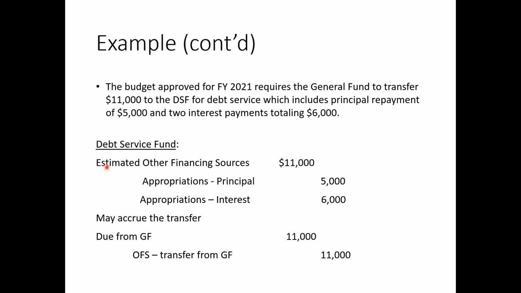Okay, so the budgetary entry is we debit the source. We need $11,000. We debit estimated other financing sources, because the debt service fund itself does not have any source. We're going to get a source from somewhere else. We're going to credit appropriations principal and appropriations interest. The source we're going to get money from is the general fund. So we're going to debit due from general fund, and credit other financing source, transfer from general fund, $11,000.